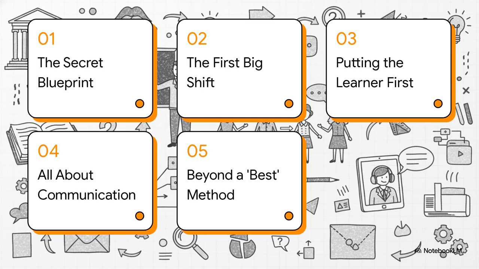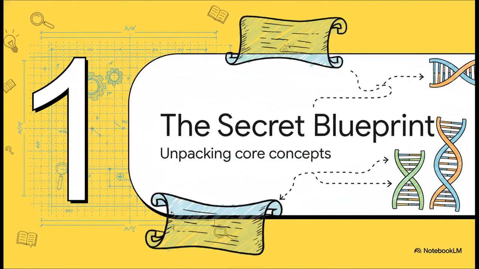So here's our roadmap. First, we're going to decode that fundamental blueprint that all teaching is built on. Then, we'll take a trip through history, starting with the first huge shift away from old-school grammar rules. After that, we'll see how the spotlight moved onto the learner's feelings, then to the super practical goal of communication. And finally, we'll get to where we are today, this idea of moving beyond any single best method. All right, let's jump right in with that blueprint.